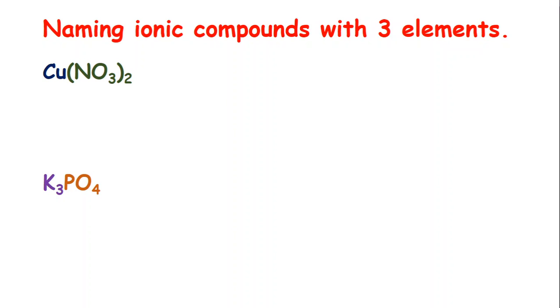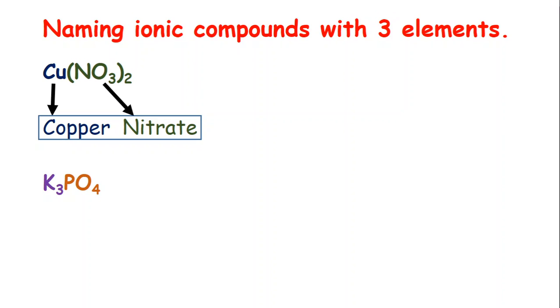So the next example is Cu, and then we have in brackets NO3 and 2. When you find the name for ionic compounds, you can completely ignore those brackets. They don't have any implication for finding the name. So again, we're going to look on the periodic table for an element with the symbol Cu, that is copper. Then we're going to look for an element with the symbol N, which is nitrogen, and because we have oxygen attached here, this is going to be changed to nitrate. So we have copper nitrate.